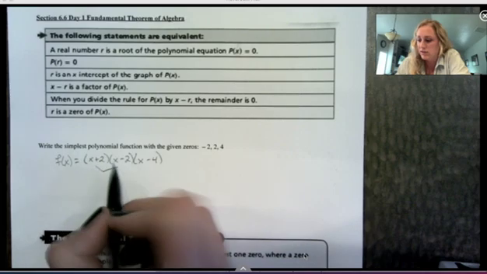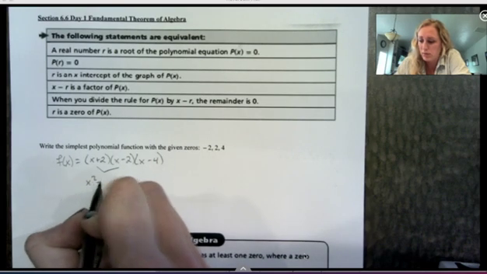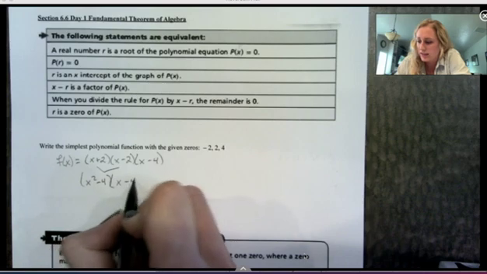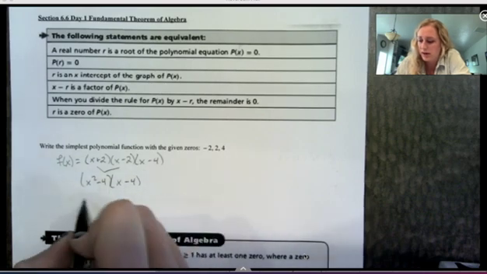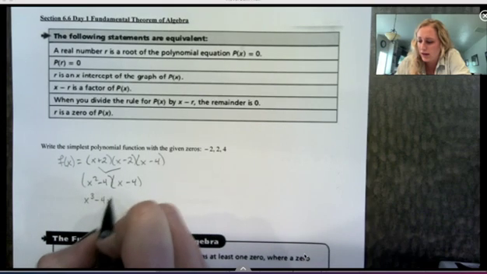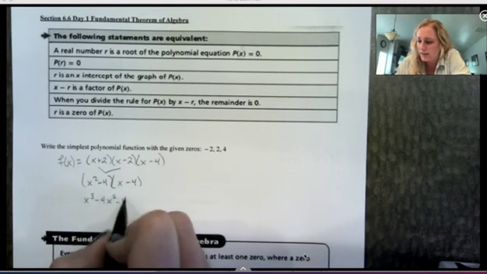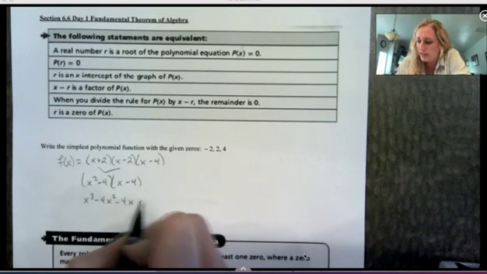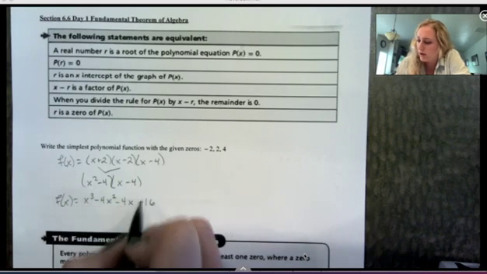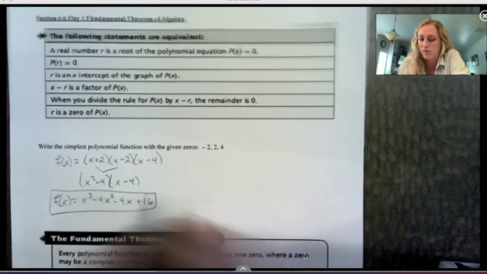So this is difference of squares, so backwards would be this, right? And then I can distribute here, so x squared times x is x cubed, minus 4x squared, minus 4x, plus 16. So that would be our polynomial function in standard form.